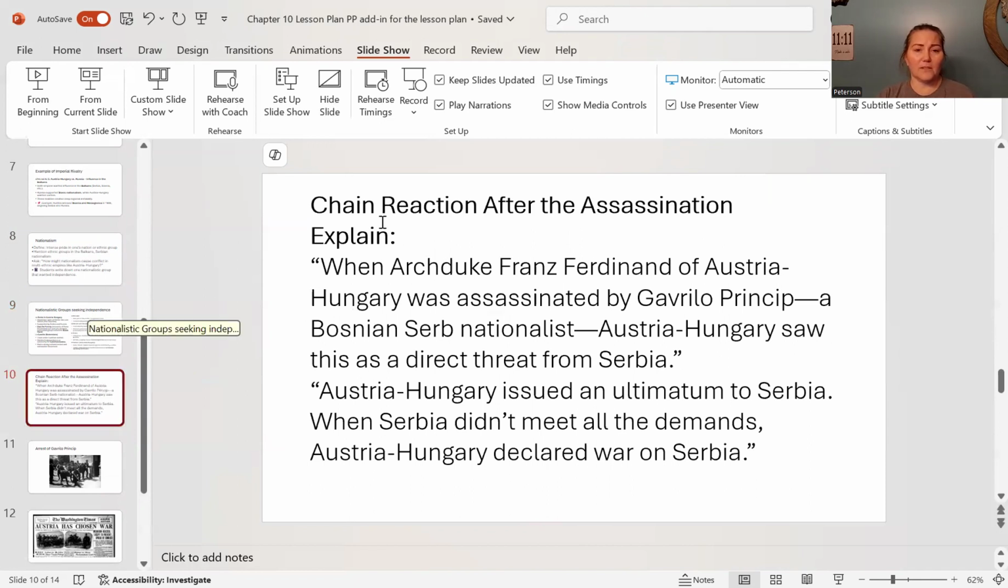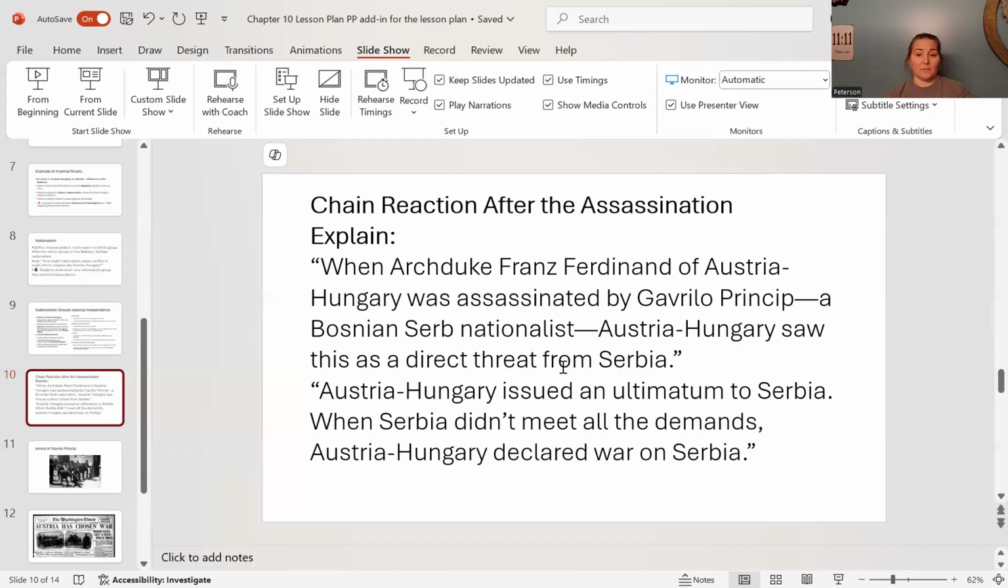So we're going to talk about the chain reaction after the assassination. When Archduke Franz Ferdinand of Austria-Hungary was assassinated by Gavrilo Princip, a Bosnian Serb nationalist, Austria saw this as a direct threat from Serbia. They had a Serbian assassinate the Archduke. That direct threat started the war.